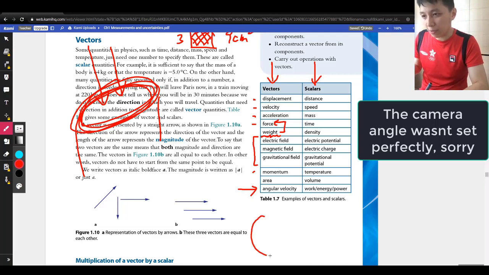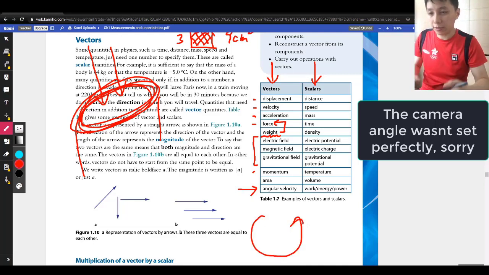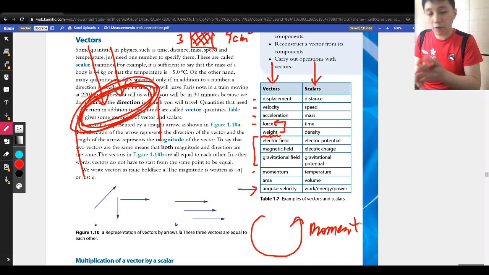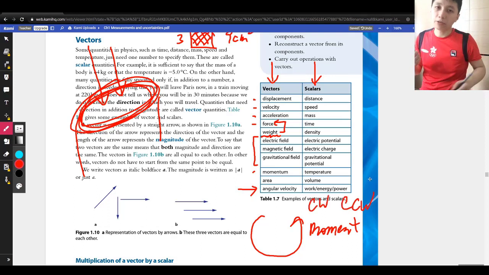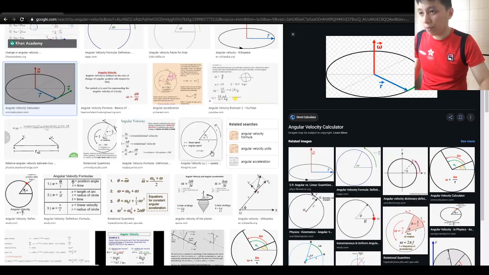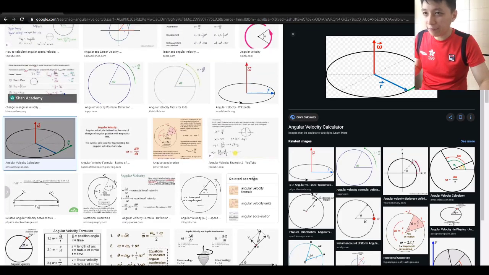It's also describing how fast a thing is rotating. And talking about rotation, you may be thinking of moments that you have learned in IGCSE. They are kind of similar, but of course it's not the same thing. When you describe a certain moment, you will talk about clockwise or counter-clockwise direction. However, this direction is not the one that we are referring to in vector. In fact, if you try to search about it, you can find it very easily.